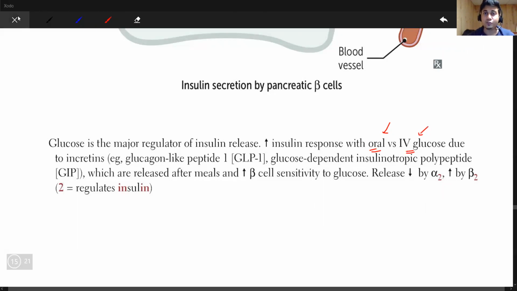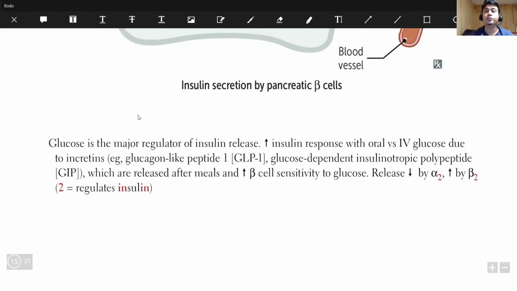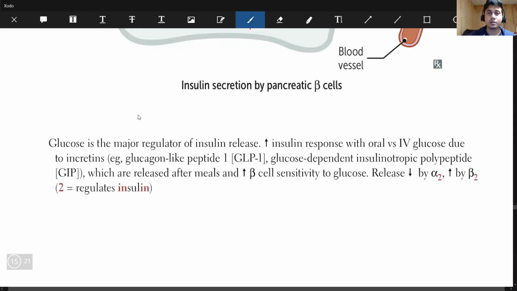Usually, when you take glucose through your mouth, as it passes down through your GI tract, different cells of the GI tract are stimulated by this glucose. While the food passes through your GI tract, these cells produce some hormones called incretins. Now, these incretins are regulators of insulin. As you can see, there is an increased insulin response with oral versus IV glucose.